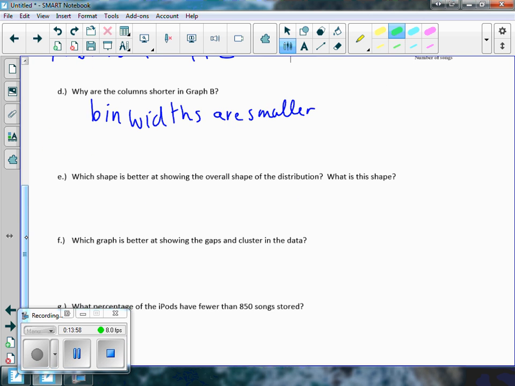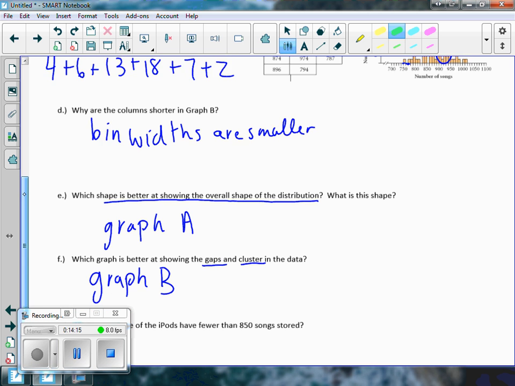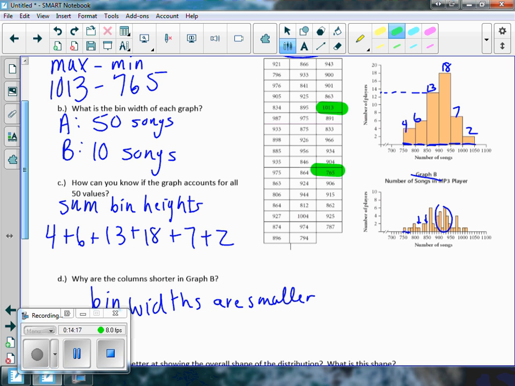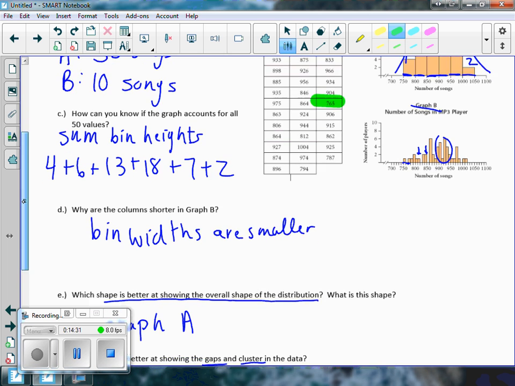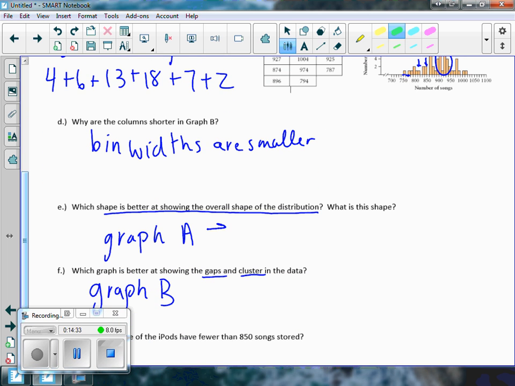So when we're asked the question, which graph is better at showing the gaps and the clusters, it's definitely graph B. But when we're asked which shape is better at showing overall distribution, I would definitely say that it is graph A. Take a look at graph A, and I want you to draw this in graph A. Graph A, you kind of see a very nice overall distribution. What is that shape? I'd actually say that that's pretty close to being symmetric.